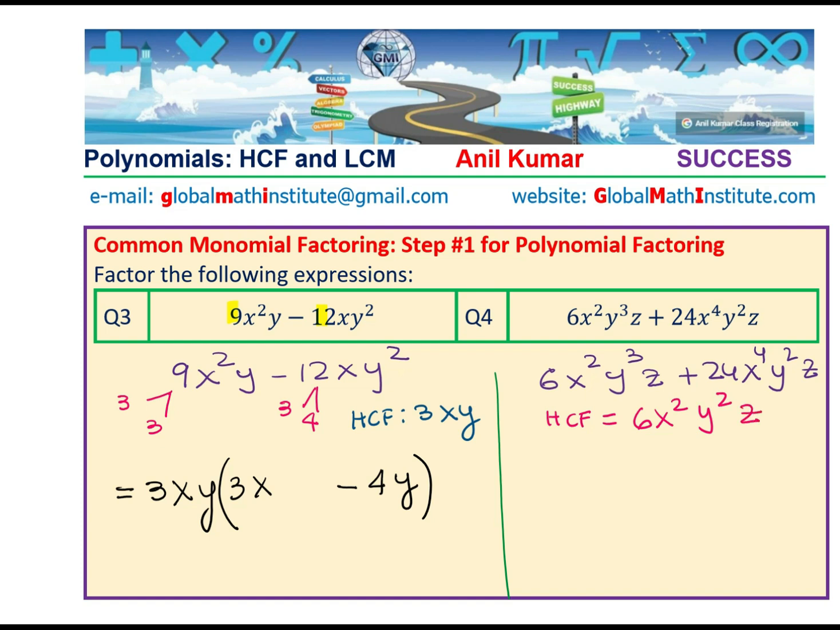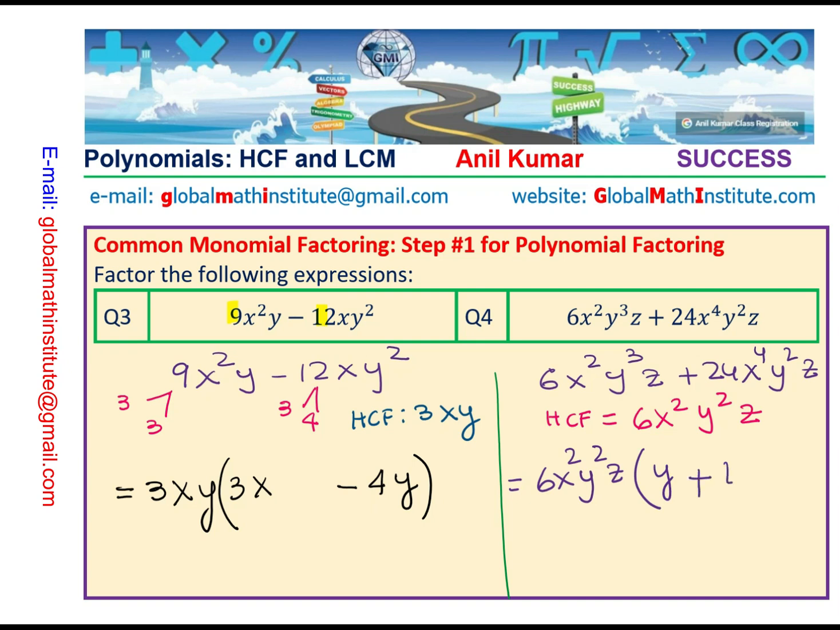So, how will you write it? Well, you can write this as 6x square y square z as common. And now, whatever remains, divide that monomial with this term and get 6 divided by 6 is 1, x square has been taken out, y square has been taken out, 1y is left. In the other monomial, 24 divided by 6 is 4, x to the power of 4 minus 2 is 2, so we get x square here. Y square has been taken out and z has been taken out, so that becomes the final answer.